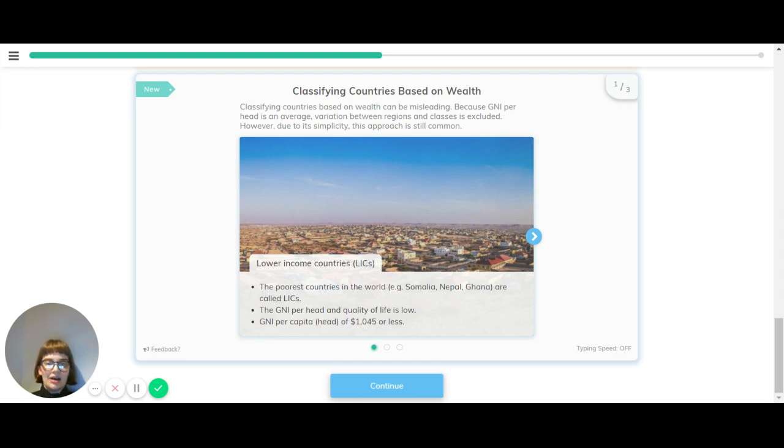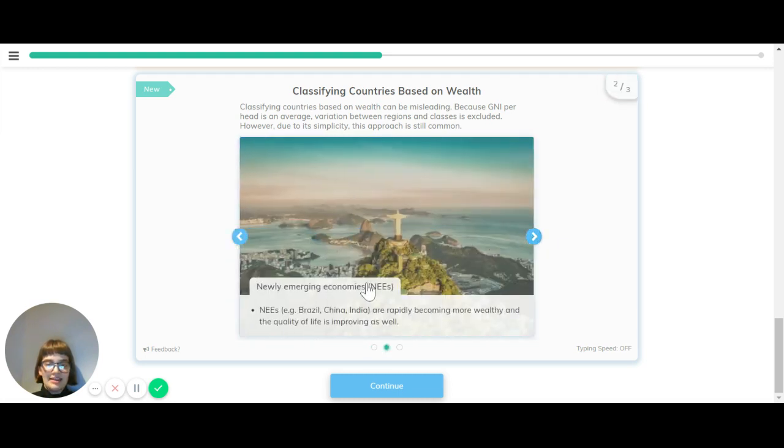Now, just to be aware that the term LICs, lower income countries, is primarily used by the AQA exam board. In other exam boards, for example, Edexcel tends to use developing and emerging economies instead of LICs, and NEEs for newly emerging, and OCR uses different things. So make sure you have a look at that before you take your exams.